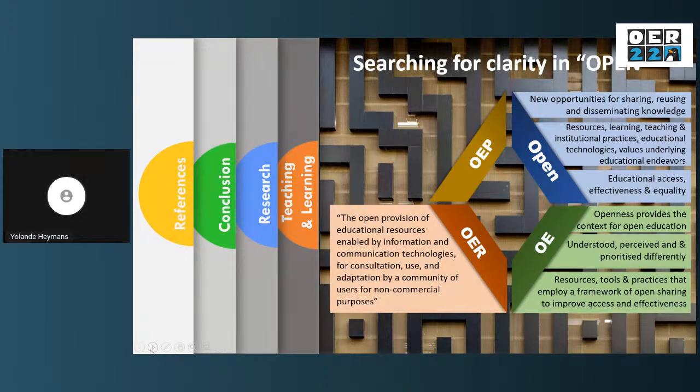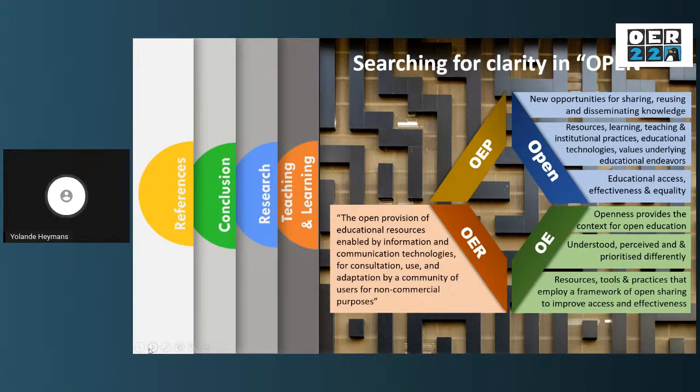Open educational resources, then, UNESCO defines that as the open provision of educational resources enabled by ICTs for consultation, use, and adaptation by the community of users for non-commercial purposes. Initially, open educational resources started with the development of free open textbooks to counteract the notion of formerly very expensive textbooks. However, over time, we have seen that it expanded into including assessments, articles, lesson plans, open technologies, and interactive software platforms. And this movement, according to us, has set the scene for the use of open educational pedagogy and practices in higher education.